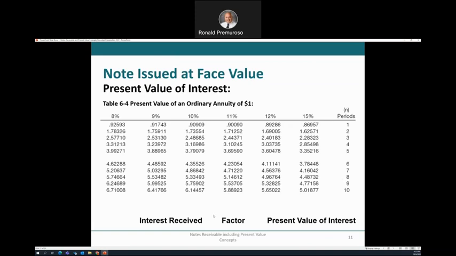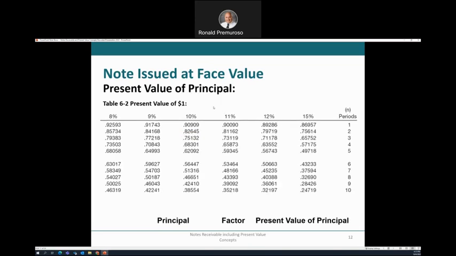And then the last column has the number of periods, 1 through 10. So we're going to multiply the interest being received times the factor from the present value of an ordinary annuity of $1 table, where the annual rate is 10%, and the number of periods, of course, years, is 3. That factor is 2.48685. And if we multiply that times $1,000 of interest being received each year for 3 years, the present value only of the interest on the date that the note is signed is $2,487.